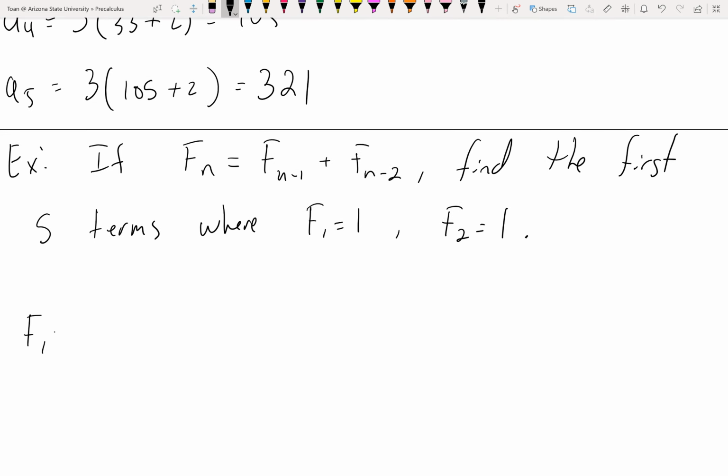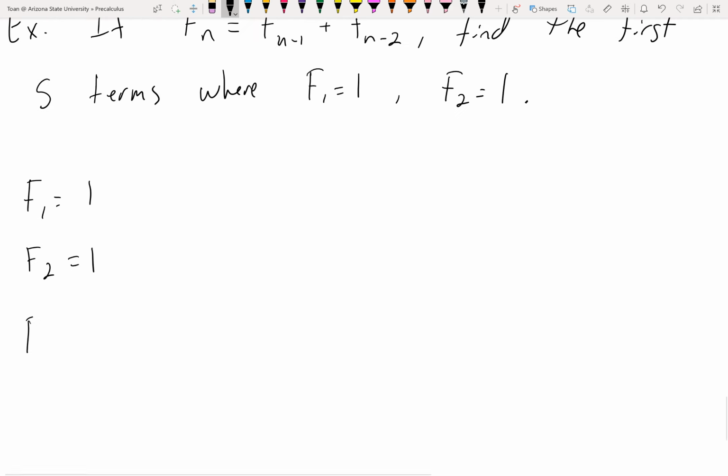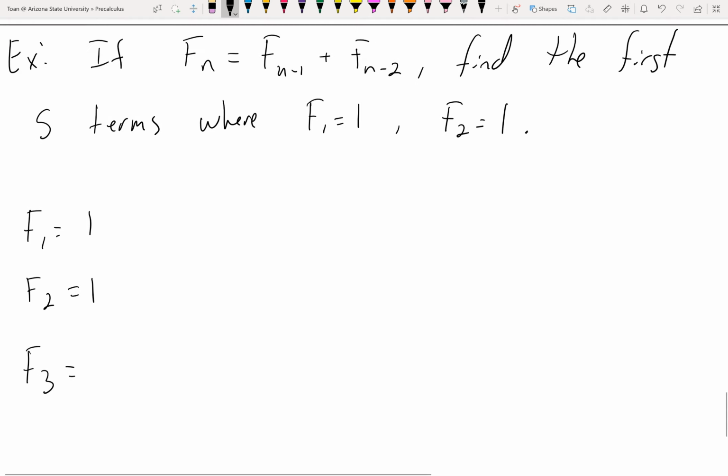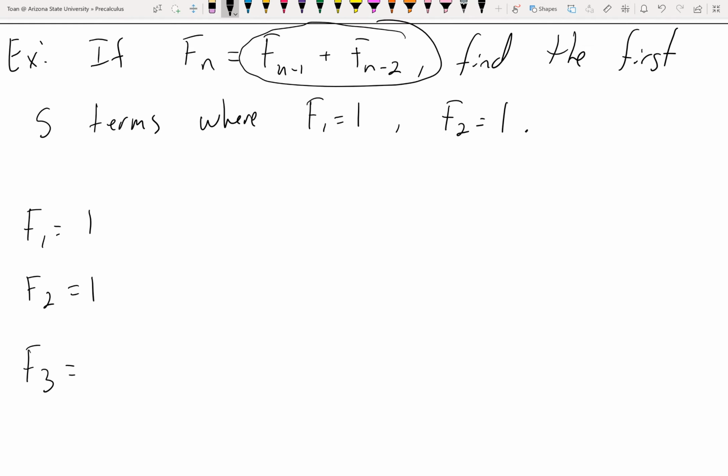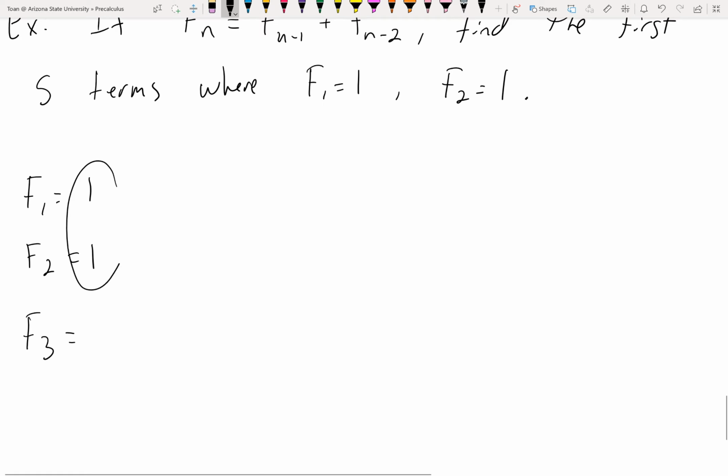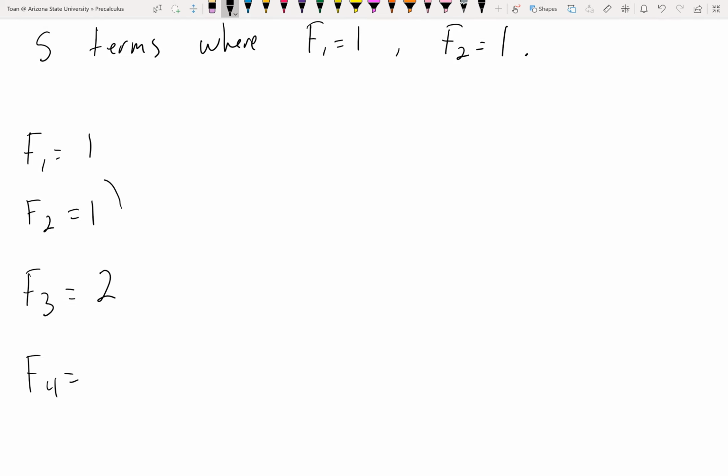The first 2 terms are easy. They gave it to you. So f sub 3 equals, according to the formula, add the previous 2 numbers. So if I add the previous 2 numbers, 1 plus 1 is 2. F sub 4, add the previous 2 numbers. 1 plus 2 is 3. F sub 5, add the previous 2 numbers. 2 plus 3 is 5.